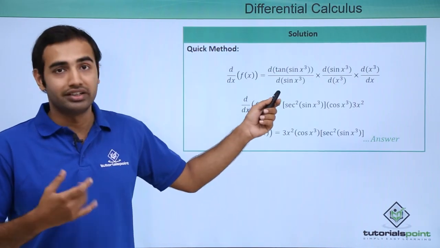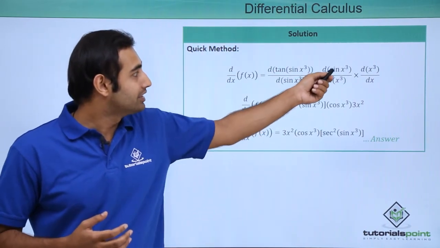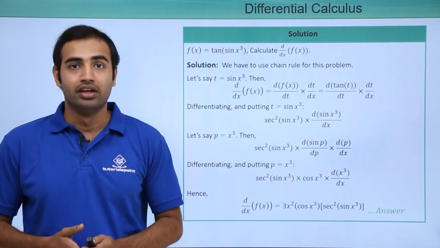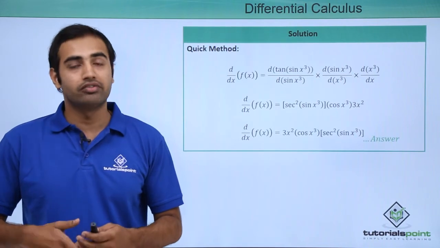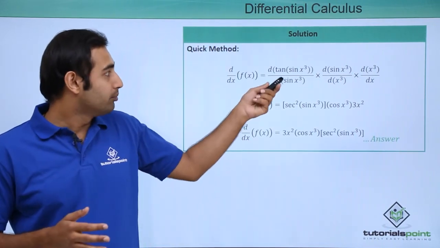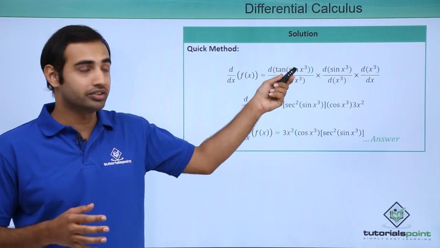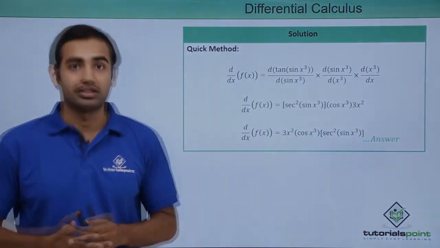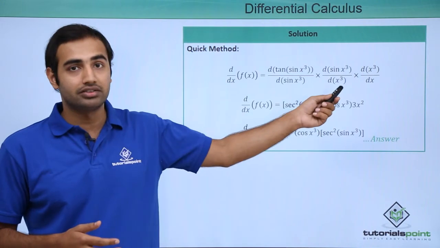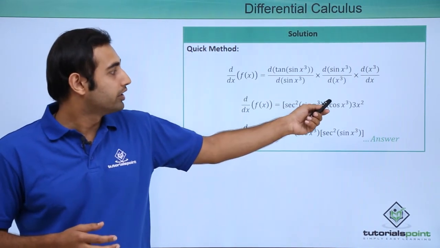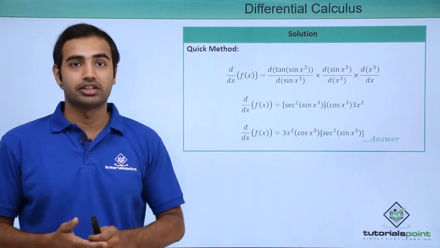We put the value of t directly. Similarly, we have written d(sin x³)/d(x³). Over here we wrote d(sin p)/dp. So instead of assuming the variable, we are directly writing the function, and because over here we are differentiating this entire thing with respect to the argument function, I can directly apply the formula for sec. So once we have written it like this, we can simply put the value as sec²(sin x³) multiplied by cos(x³) multiplied by 3x².